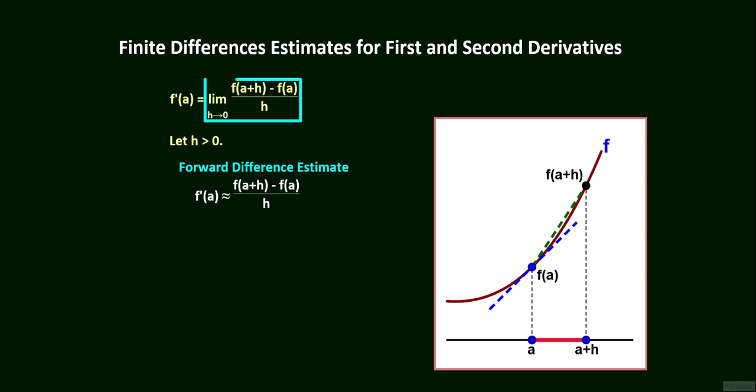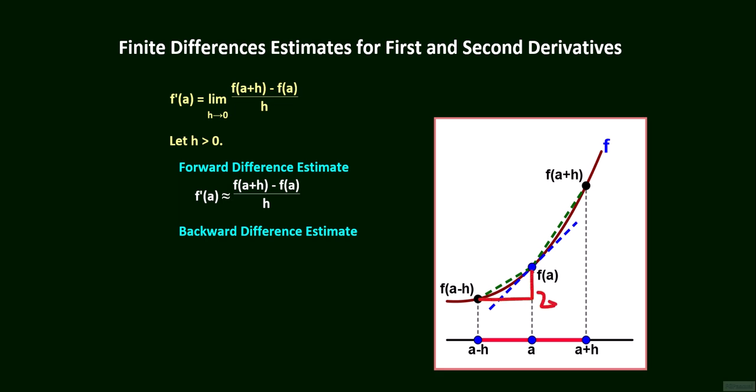This limit definition of f prime of a also requires that we approach x equals a from the left side. So instead of moving forward along the x-axis, this time we move back from x equals a to x equals a minus h. And a backward difference estimate for f prime of a is the slope of the secant line through the points at x equals a and at x equals a minus h on the graph of f. The rise is now equal to f of a minus f of a minus h, and the run is still equal to h. And so a backward difference estimate for f prime of a is f of a minus f of a minus h all over h.